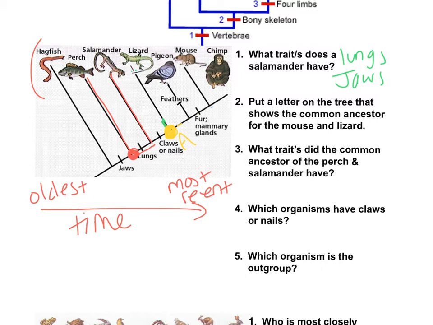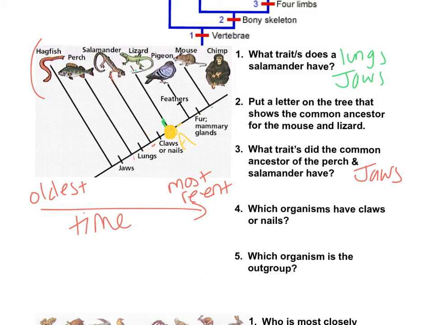That ancestor has all of the traits that came before it. The only trait before this ancestor is jaws. Question 4, which organisms have claws or nails?